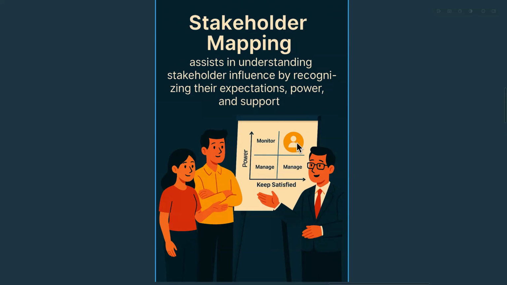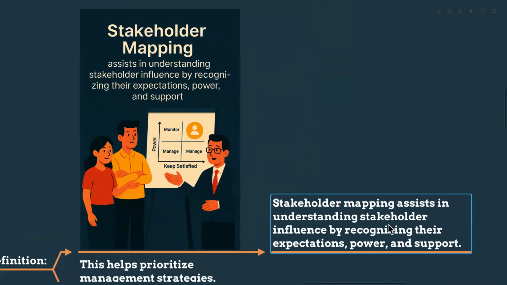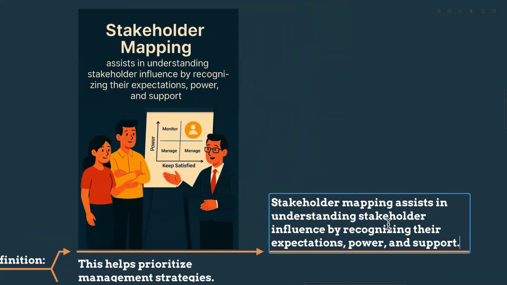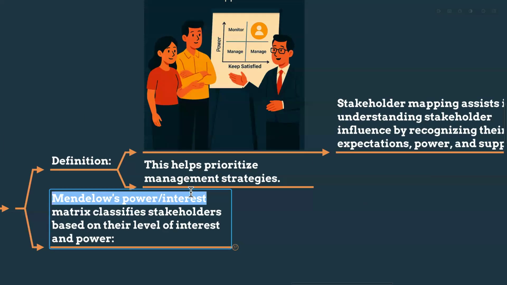I'll introduce you to this stakeholder mapping. It will help us understand who has the power over your business, who is very much interested in your business, and how to prioritize your attention, giving the most attention to which category of stakeholders, right? So stakeholder mapping assists in understanding stakeholder influence by recognizing their expectations, their power, and their support. We mentioned Mendelow's power versus interest matrix, so it will help prioritize management strategies, right?